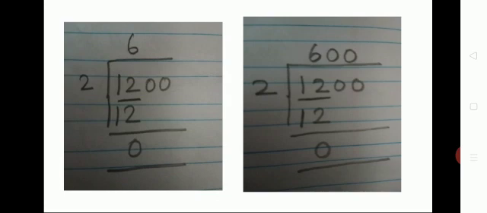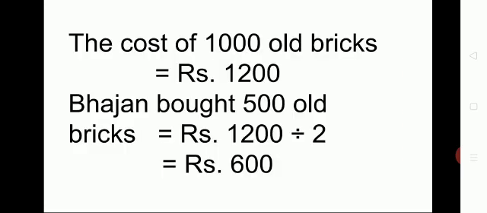12 minus 12 is 0. So the remainder we got is 0. And then the remaining zeros, where do you write them? You write them in the answer. So how many rupees do you get? 500 old bricks cost rupees 600.